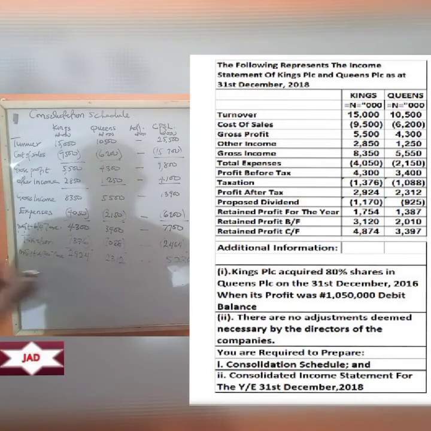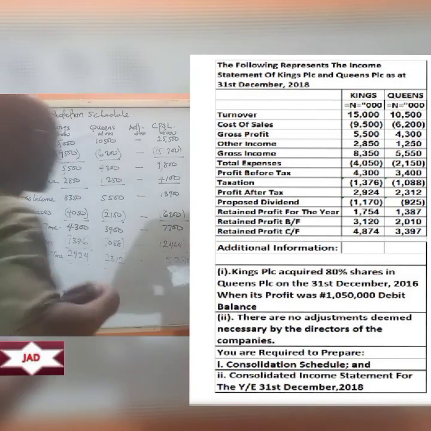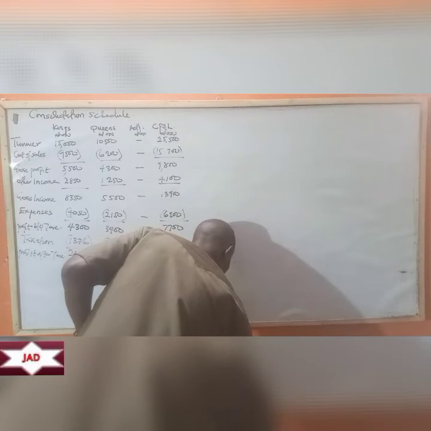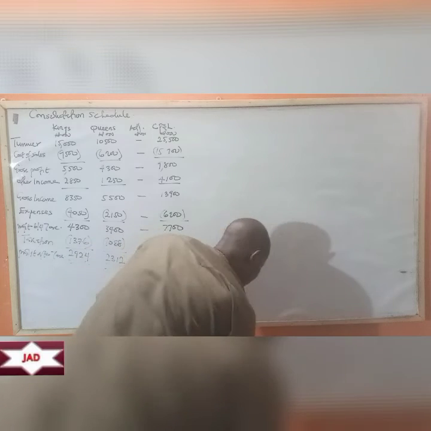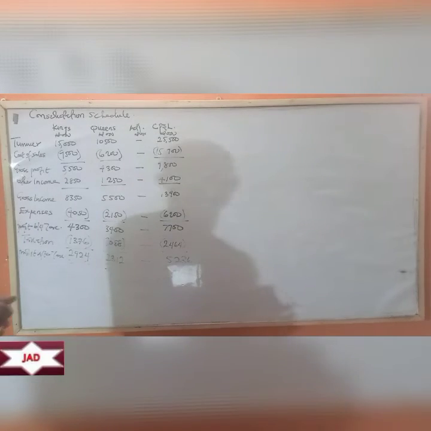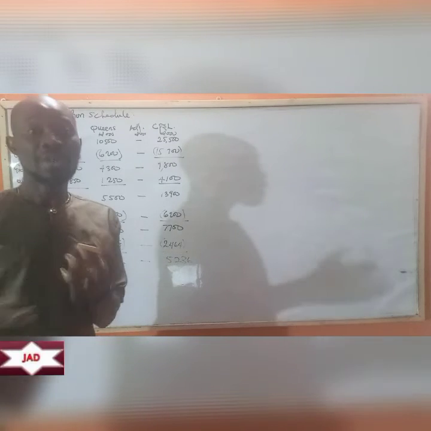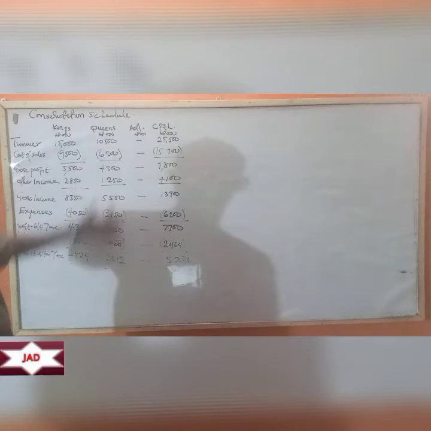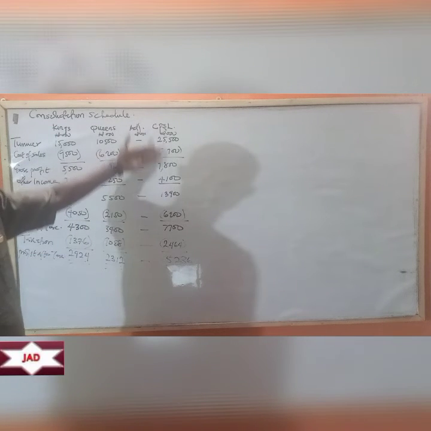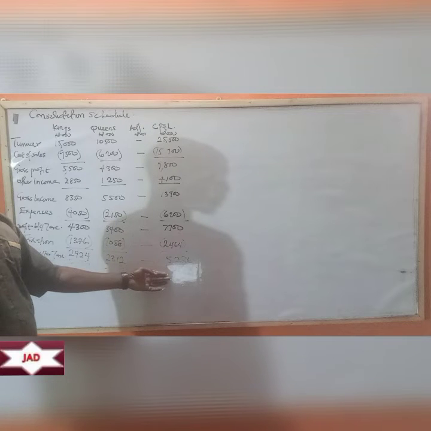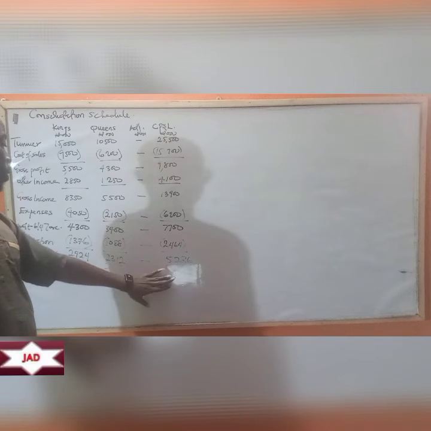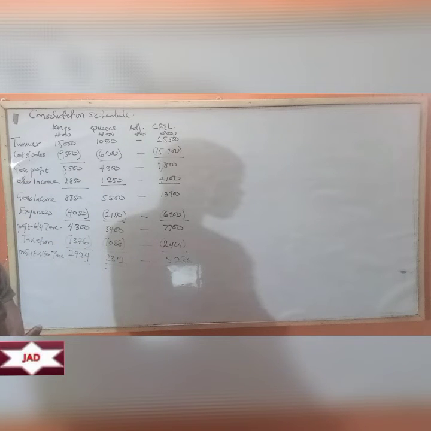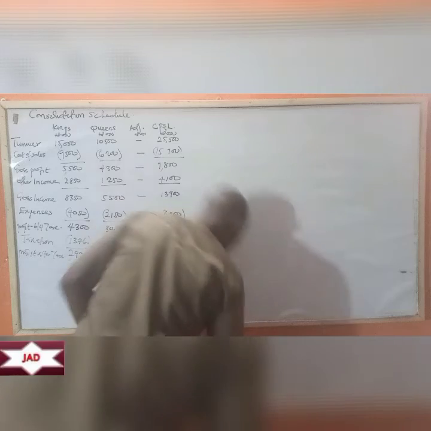So at this level, we can prepare the consolidated profit and loss account. What we've done here is just to prepare the consolidation schedule based on the information provided. You can have all this in the question. There are no adjustments, so it's just mere summation to get the C, P, and L. From this point, you can go ahead and prepare the consolidated profit and loss. So let's go.